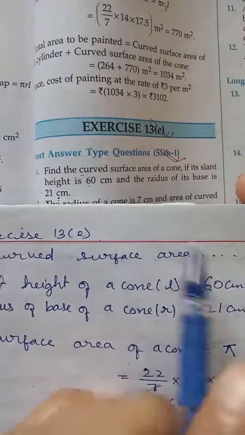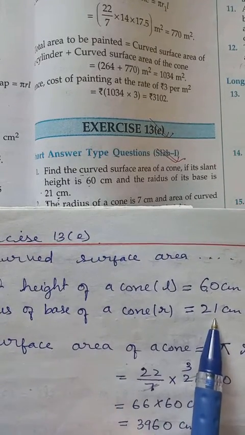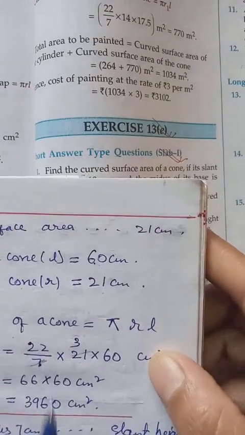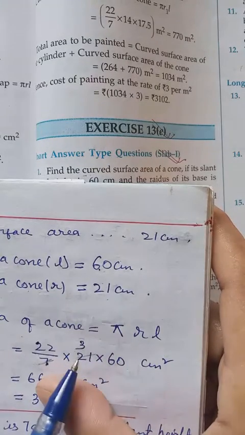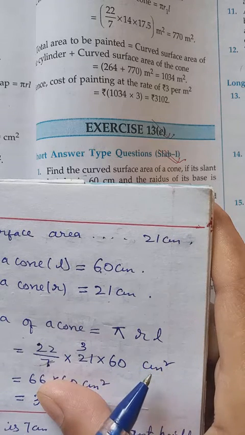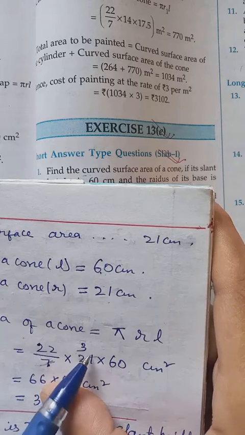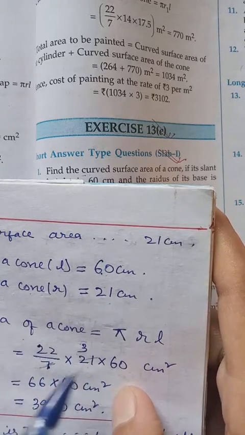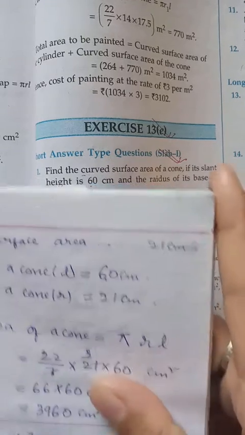So here we have the slant height to be 60, the radius to be 21. The formula we know is pi r L. Pi we know is 22 by 7, R we know 21, L we know 60. Its area, so the unit will be centimeter square. 7 and 21 we can cancel. Multiply all this and we will get the answer. Please complete the multiplication yourself: 22 into 3 into 60.